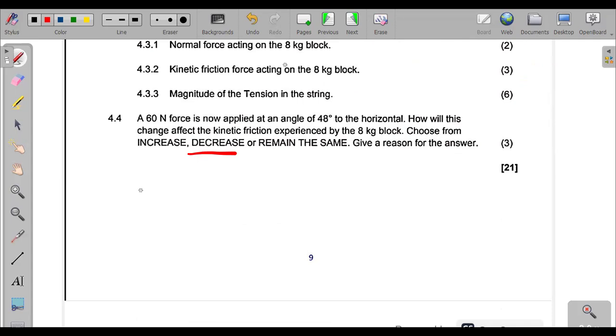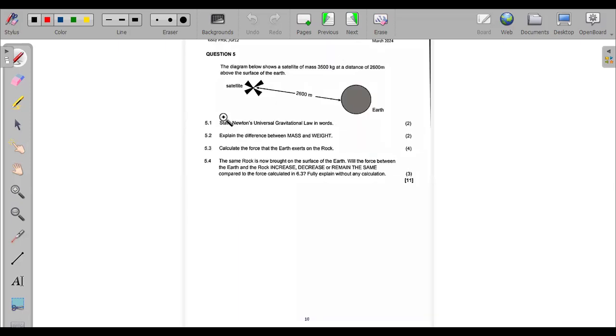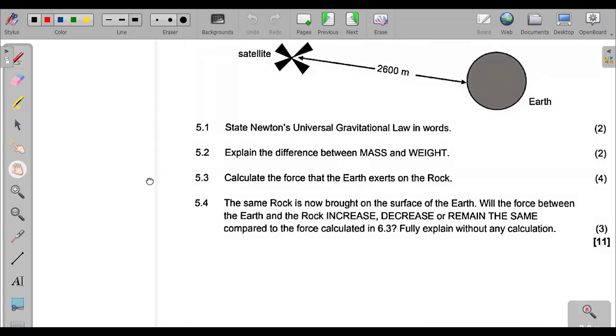And since N is equal to mg minus F sine theta, N decreases, thereby decreasing Fk, right? That's the explanation we are giving. Right, let's quickly go to the next question. Our next question is question number 5.